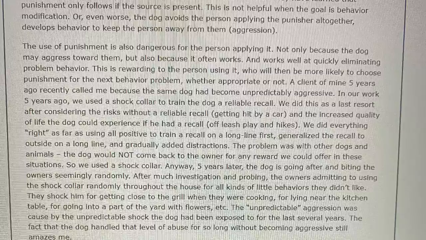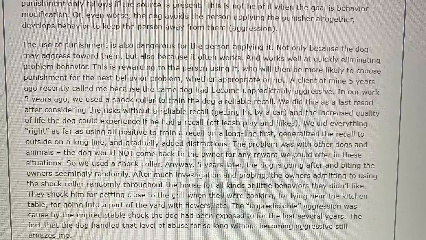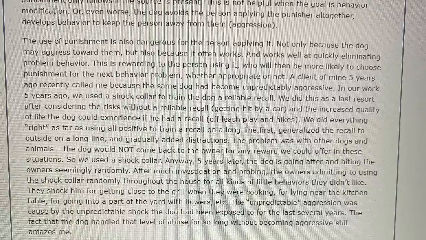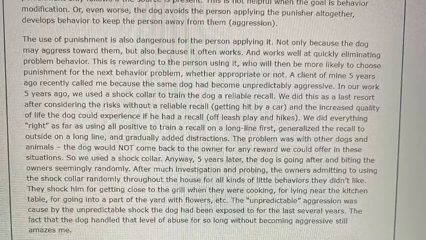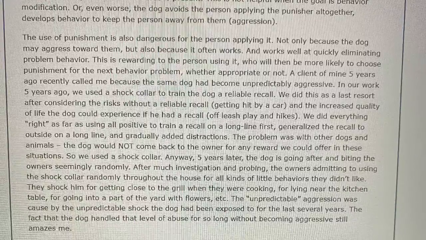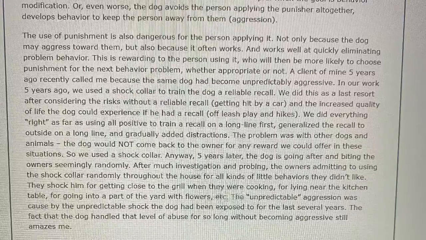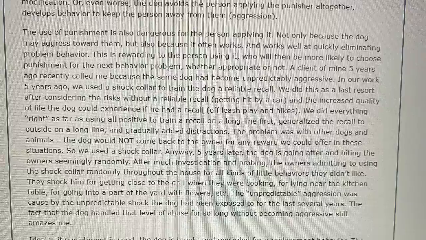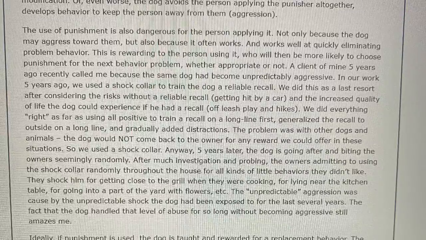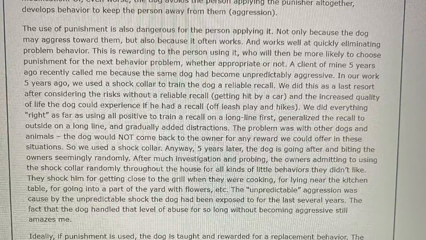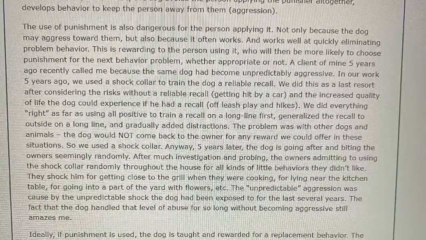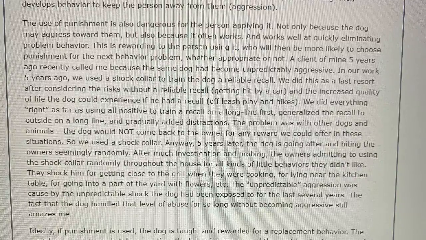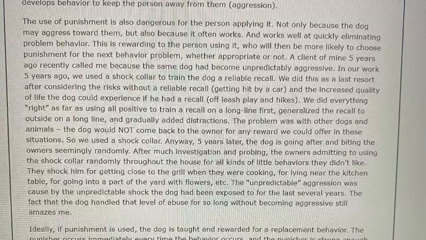A client of mine 5 years ago recently called me because the same dog had become unpredictably aggressive. In our work 5 years ago, we used a shock collar to train the dog a reliable recall. We did this as a last resort after considering the risks without a reliable recall, getting hit by a car, and the increased quality of life the dog could experience if he had a recall, off-leash play, and hikes. We did everything right as far as using all positive methods to train a recall on a long line first, generalized the recall to outside on a long line, and gradually added distractions.